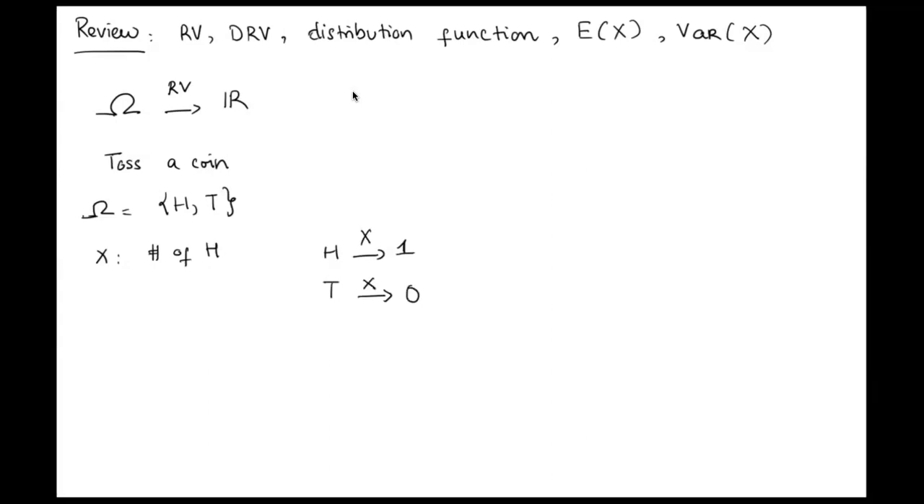But if you define a different random variable, let's say Y as the number of tails, then the outcome head, the random variable Y will map head to 0, because if you have the outcome head, it means that you have 0 tails, and tail through the random variable Y will be mapped to 1. So a random variable is just a mapping from the sample space to some real number. That's it.